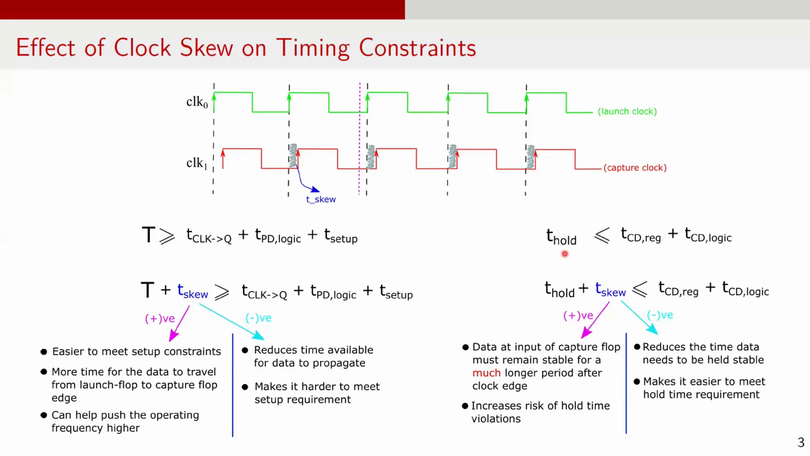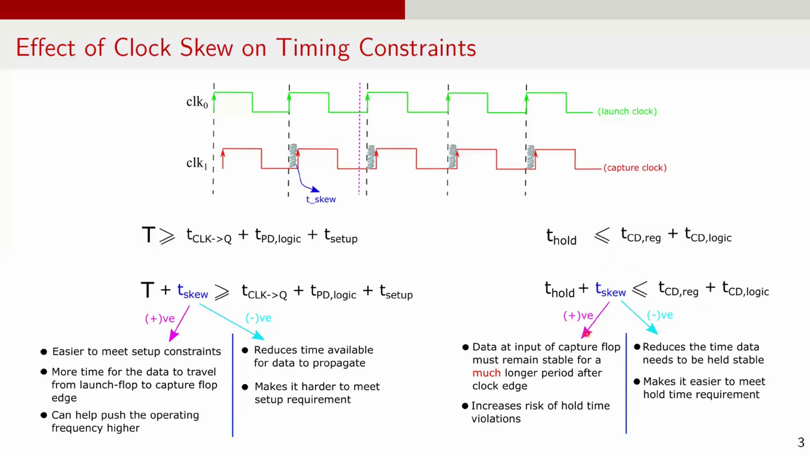Assuming there is no skew in the design, the hold time constraint is given as T CD register plus T CD logic must be greater than T hold. In this case, T hold is the hold time of the capture flop. T CD register and T CD logic are the contamination delays of the launch flop and the combinational logic block respectively. If we include clock skew in this equation, it is written as T hold plus T skew must be less than T contamination delay of register plus T contamination delay of logic.